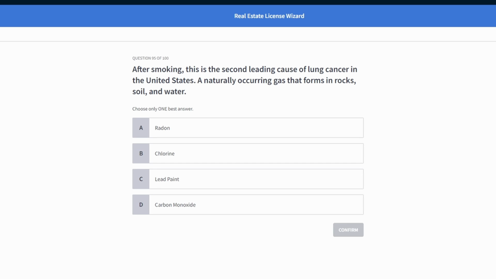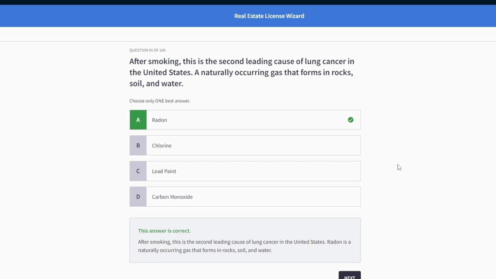Alrighty, so 95. What is the correct answer here? What is the second leading cause of lung cancer in the United States? It's going to be A, radon. So you might be thinking, oh, maybe it's carbon monoxide because there's carbon monoxide in cigarettes, but no, it is radon. That is the naturally occurring gas that forms in rocks, soil, and water. It's one of those environmental things that we need to be aware of for that section of the exam.